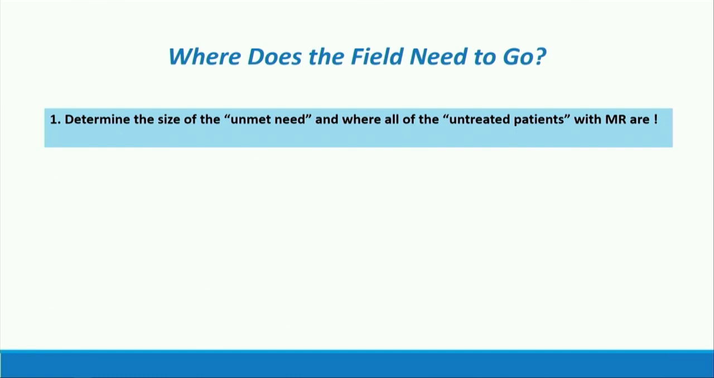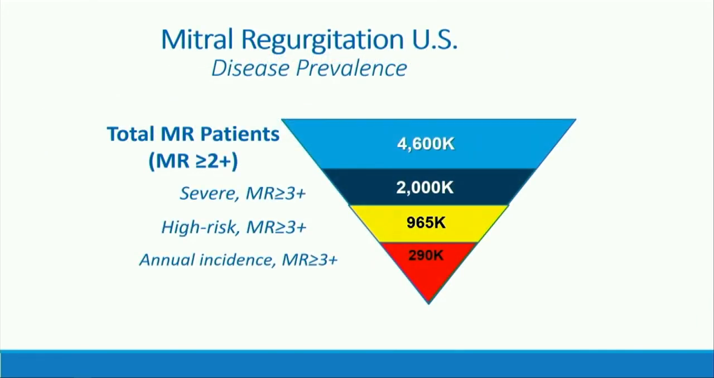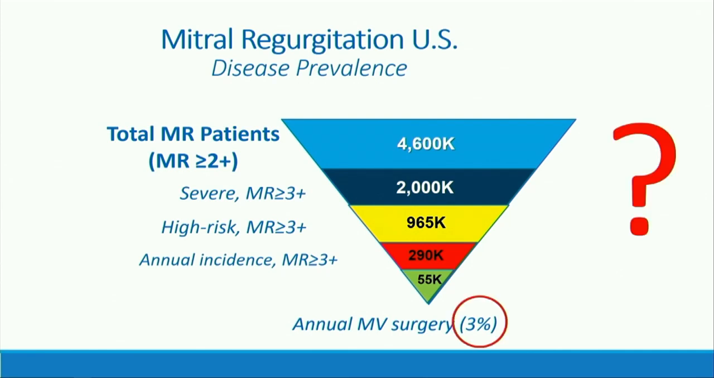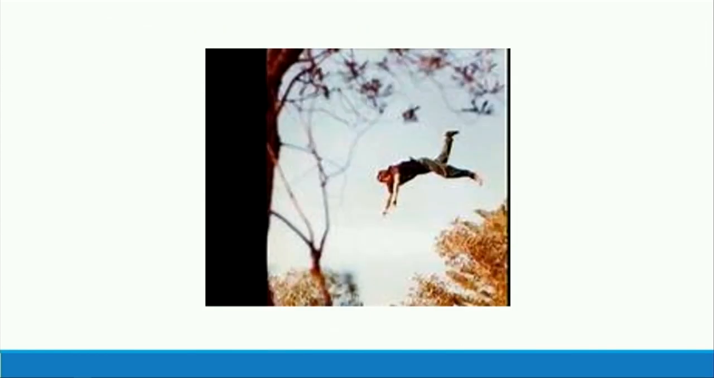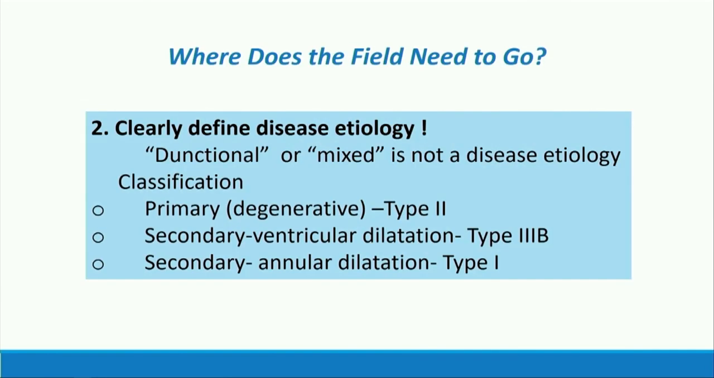Where does this field need to go? First is determine the real size of the unmet need and where all the untreated patients with MR are residing right now. This has been shown multiple times over the years at meetings that there's 4.6 million patients with MR. Only 55,000 or 3% of them are getting surgery. So where are the rest of them? Are they in heart failure clinics, and how do we get them out? Certainly they are not falling out of trees just waiting to be treated right now.